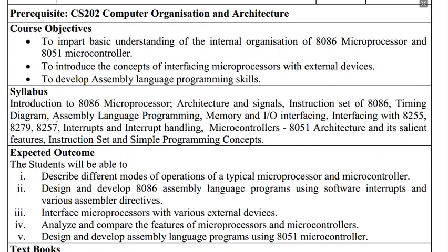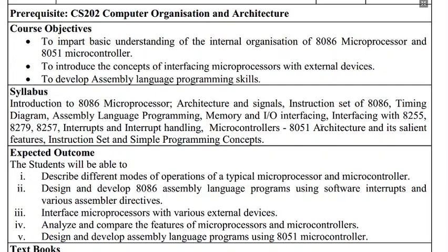Then another chip is 8257. 8257 is your DMA controller, and you know what it does. Then we have another chip, 8259, the programmable interrupt controller. That will be handled in the interrupts and interrupt handling session. Once 8086 and its associated components are over, you will be presented with 8051, which is a microcontroller, its architecture, its instruction set, and then some simple assembly language programs.